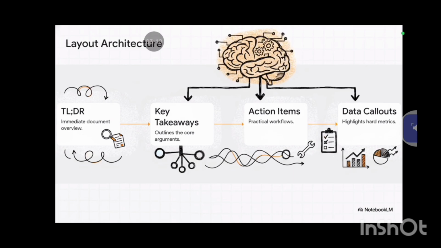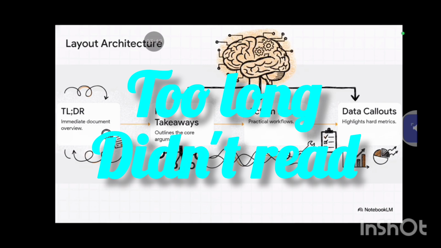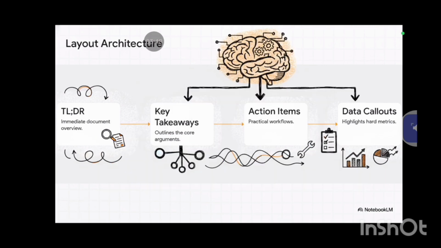Every single output from WebBrief Elite is locked into a really clean, predictable structure that features exactly 4 mandatory core sections. First up, a TLDR for an immediate overview. Second, key takeaways that outline the core arguments. Third, action items, which give you those practical implementation workflows. And fourth, data callouts for the hard metrics. It uses this exact strict structure every single time, so your eyes always know exactly where to look for the information you need without hunting for it.